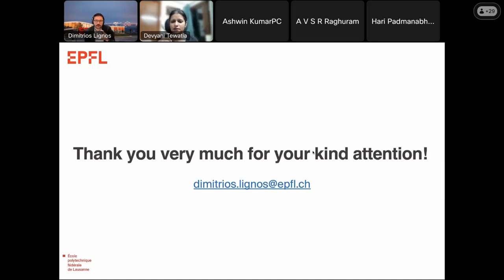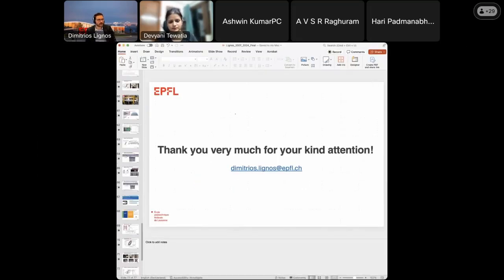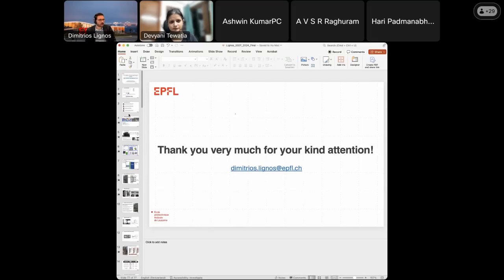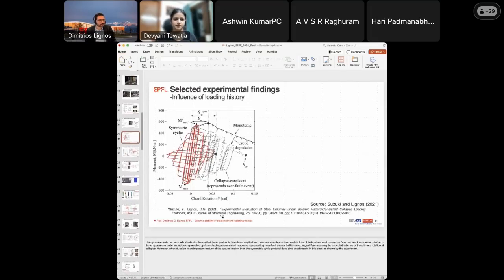Now, I think there was a second part of the question. Yeah, the second part is how the axial load ratio affects the hysteresis curve or its behavior. Yes. So if I go back to my presentation, maybe I can show you one of the hysteretic curves here.